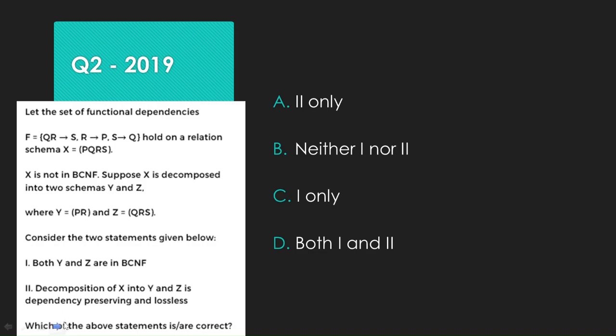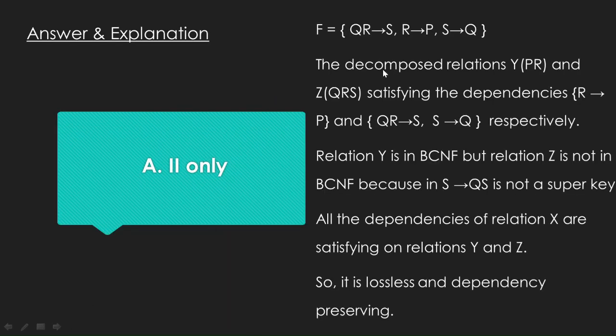Here is the explanation. The decomposed relations Y(P, R) and Z(Q, R, S) satisfy the dependencies R implies P, and QR implies S, S implies Q respectively. Relation Y is in BCNF, but relation Z is not in BCNF, because in S implies Q, S is not a super key. Therefore, all the dependencies of the relation X are satisfied on relations Y and Z, so the decomposition is lossless and dependency preserving.